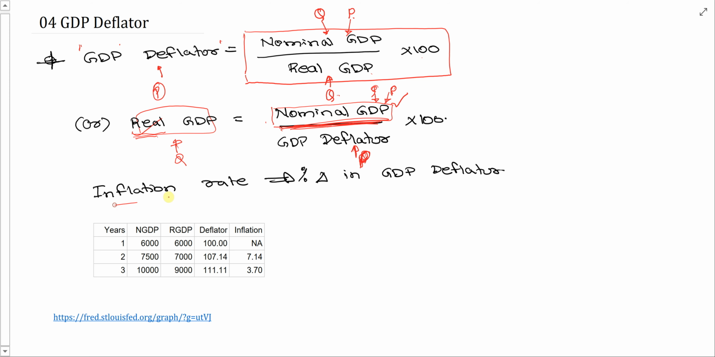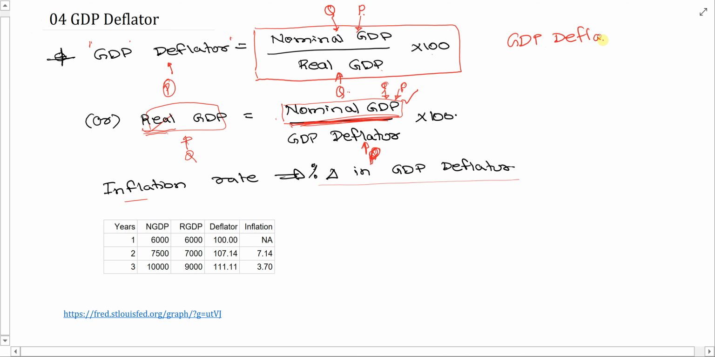And inflation rate is a percentage change in GDP deflator, right? So GDP deflator itself is not the inflation rate. GDP deflator is a measure of inflation. So GDP deflator, let me write that, is something that measures inflation or a measure of prices. And a change in this measure of price level is what we get as the inflation rate.